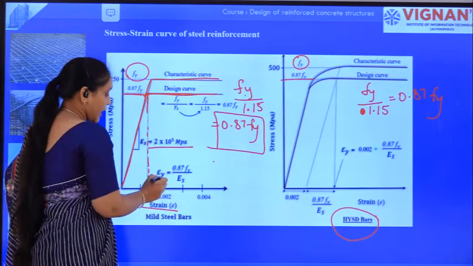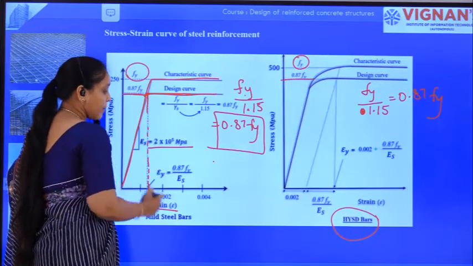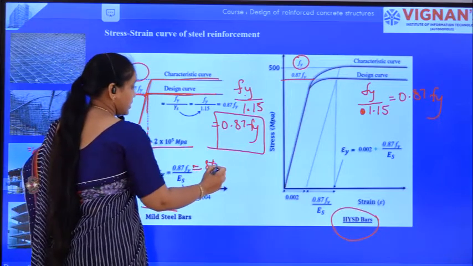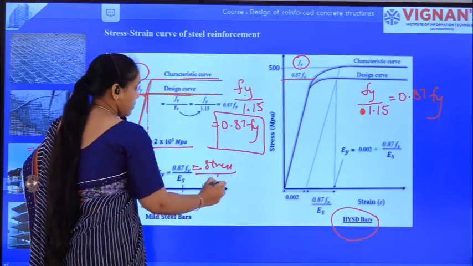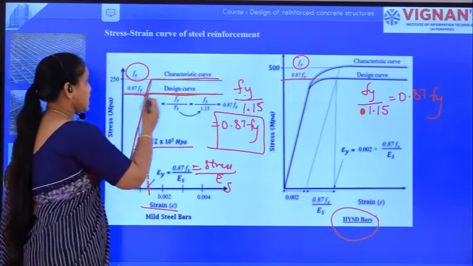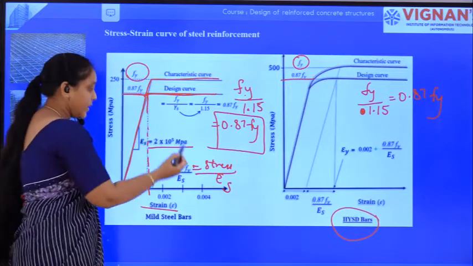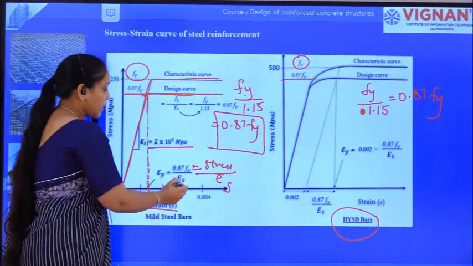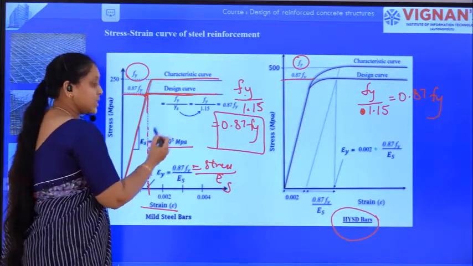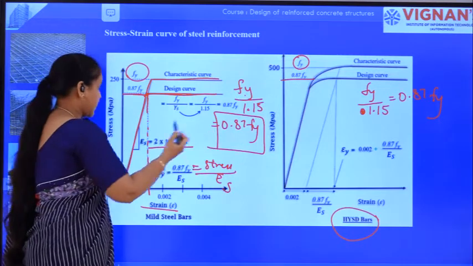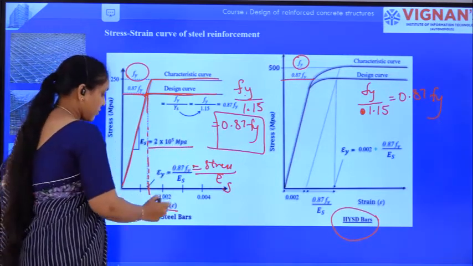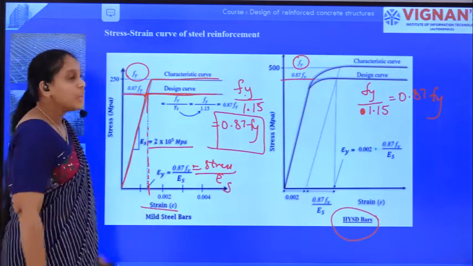So how can we find out the strain for the mild steel bars? This is nothing but the stress divided by the modulus of elasticity. What is the stress here? The stress here is 0.87 Fy. So 0.87 Fy divided by the modulus of elasticity Es, which is the same for both mild steel as well as HYSD bars, which is 2 into 10 to the power of 5 Newton per mm square, will give you the strain here.